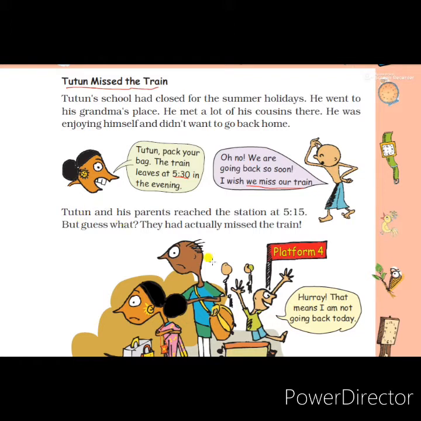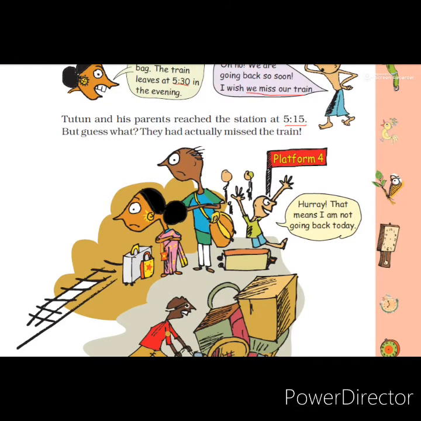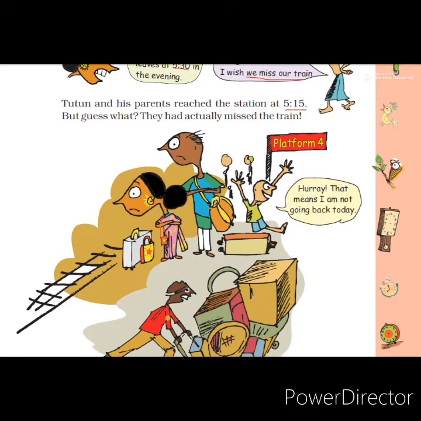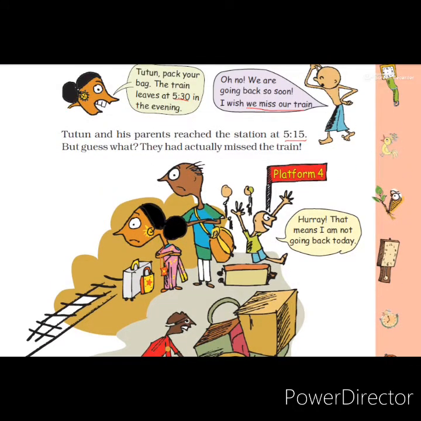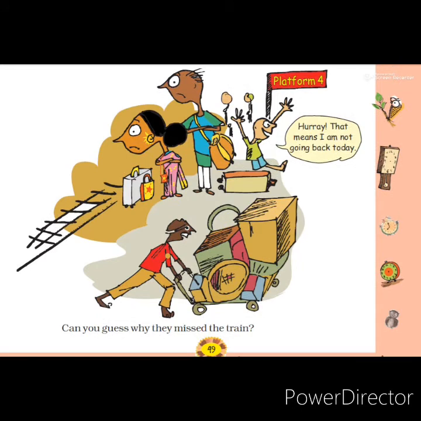Tutun and his parents reached the station at 5:15. But guess what? They had actually missed the train. Hurray, that means I am not going back today. Tutun becomes so happy. Tutun's mother had said that the train would come that evening at 5:30, so they packed their bags and reached the station at 5:15. But what happened actually? According to Tutun's wish, the train had already gone.